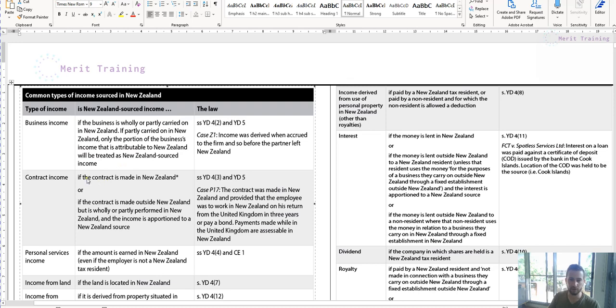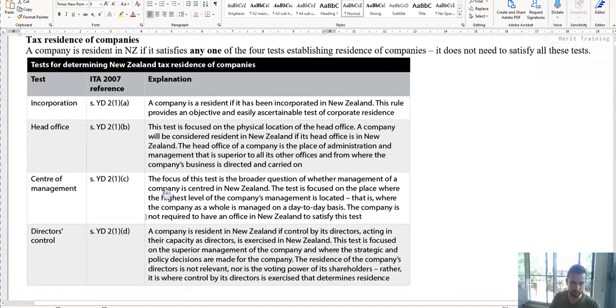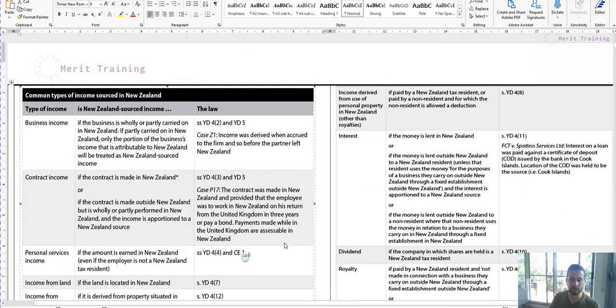And how do you know if it's incurred in New Zealand or not? You can use these kinds of tests to figure out where that income is sourced. The relevant case law is Z1, where the income was derived when it accrued to the firm before the partner left to New Zealand.